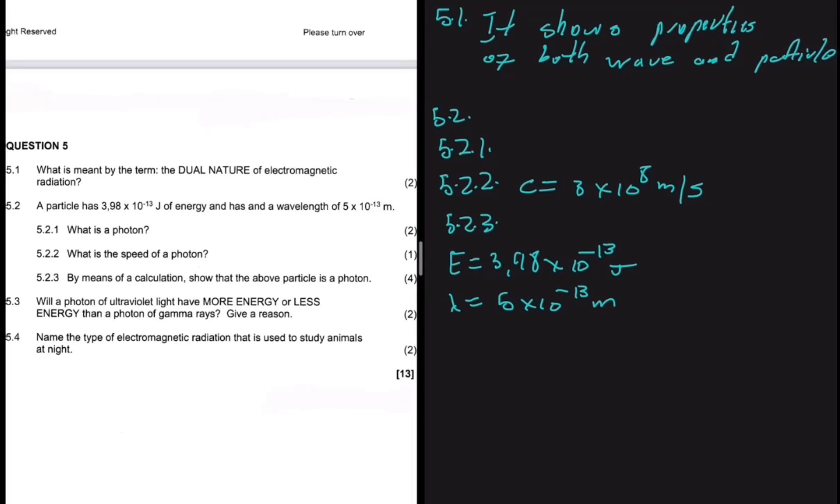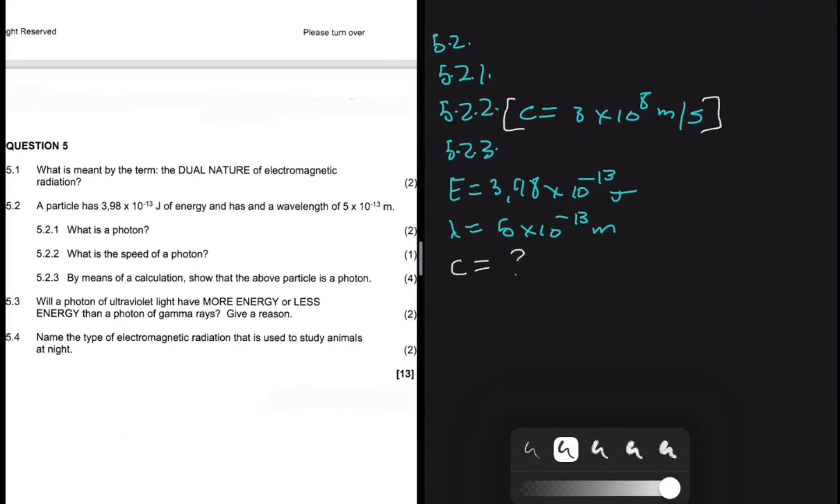If it's traveling at a speed of 3 times 10 to the power 8 meters per second, you would know that that particle is a photon, right? Nothing travels at that speed except for photons, right? So you're looking for C in 5.2.3. If you can prove that C is equal to 3 times 10 to the power 8 meters per second, then beyond reasonable doubt, we would know that that particle is a photon, right? So let's go ahead and see what we can do here.